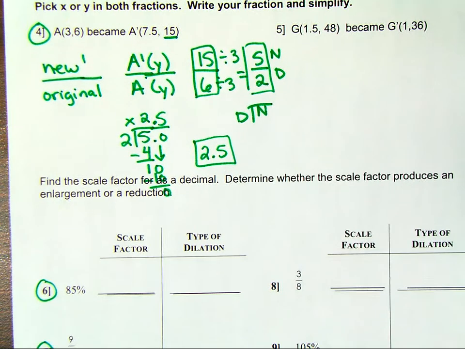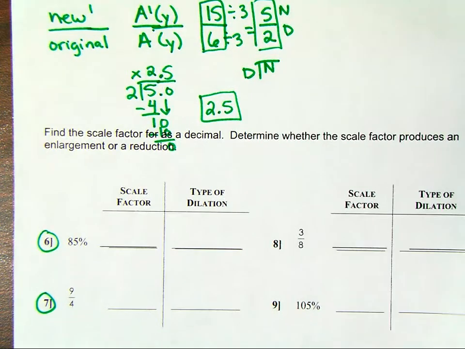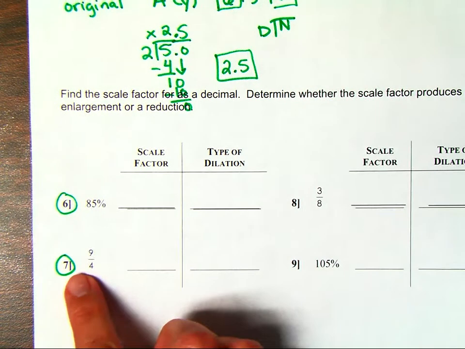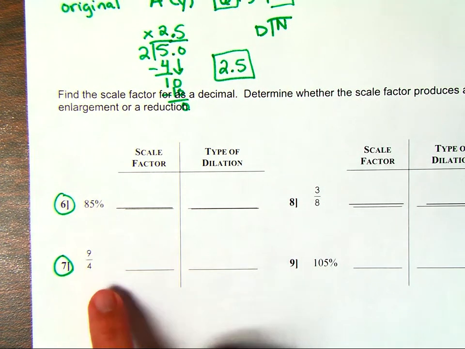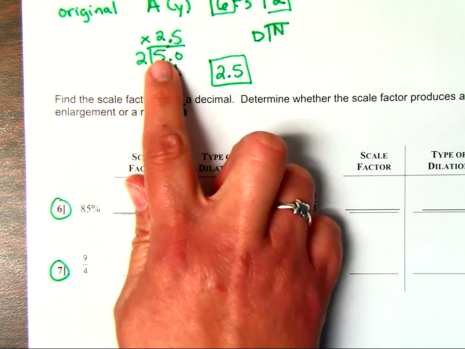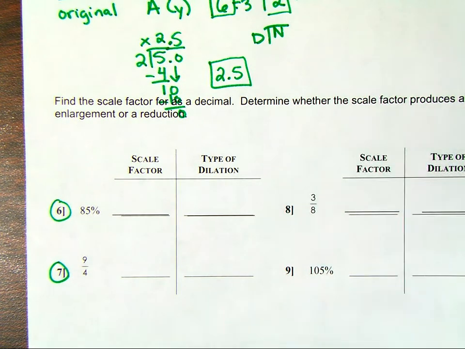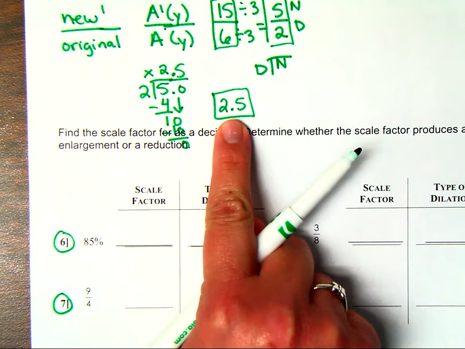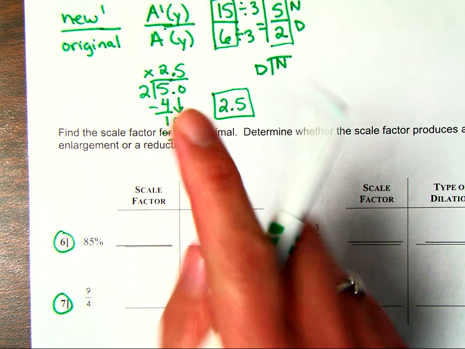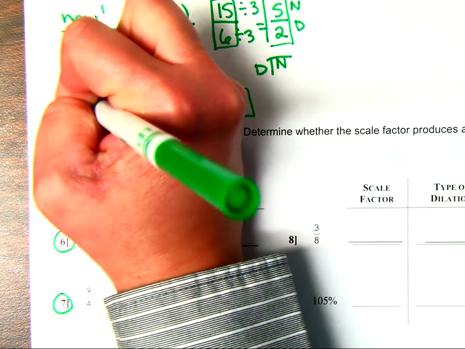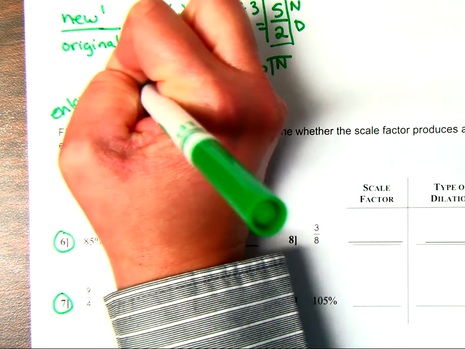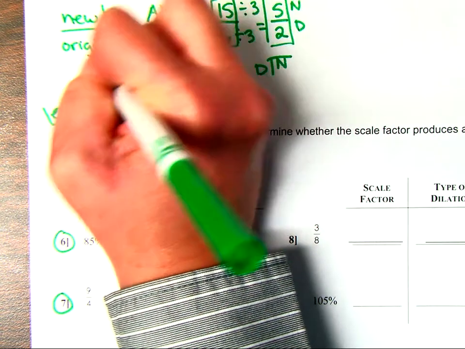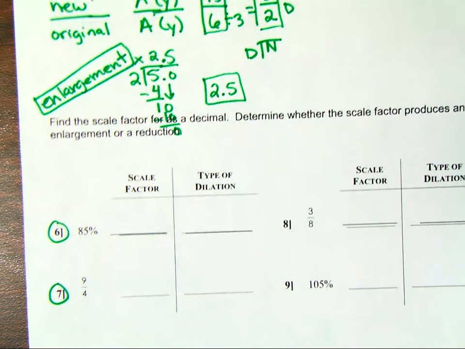Now the last one I want to go through with you, I'm not going to solve this one, I'm just going to go over it to refresh your memory, because I'm going to relate this to something we did up here. So it says find the scale factor as a decimal. Determine whether the scale factor produces an enlargement or reduction. Oh, speaking of which, 2 and 5/10 is greater than 1. So if it asks, this is an enlargement. Remember, greater than 1 is an enlargement. Between 0 and 1 is a reduction.